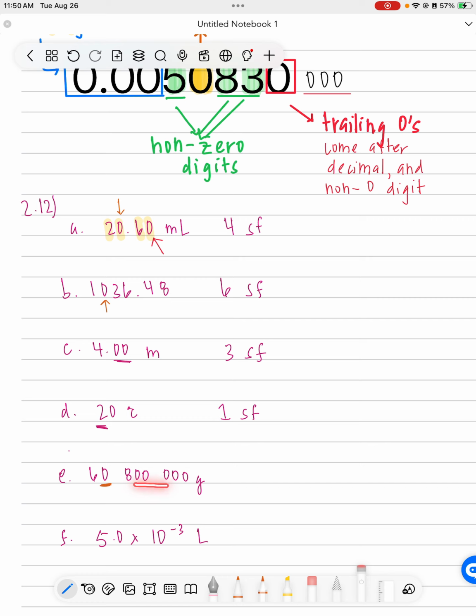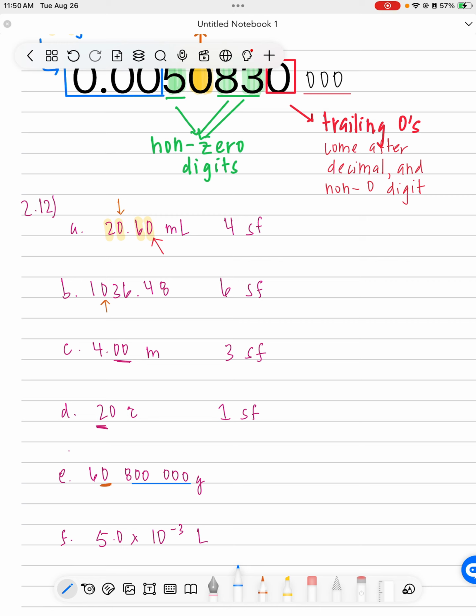What about these zeros? Well, they're not after a decimal place, so they're not trailing zeros. And there are no other non-zero digits between the 8 and this last 0. So these 5 zeros are not significant. I'm going to underline those in blue. Those are not significant.